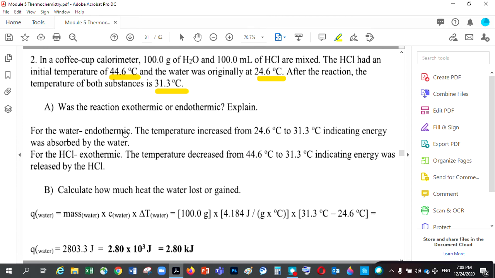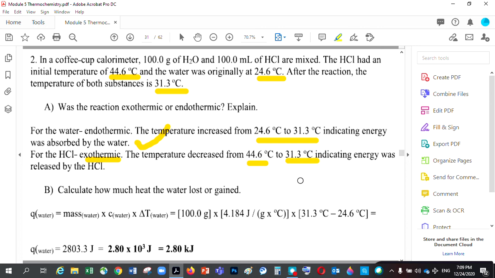The water is endothermic. I asked, what is the reaction? Was the reaction exothermic or endothermic? Well, the overall reaction, the dilution of HCl, will be exothermic, correct? But for H2O here, the temperature increased from 24 to this, indicating the energy is absorbed by H2O. Dilution of HCl is exothermic. Why? Because the temperature dropped from 44.6 to 31.3, correct?